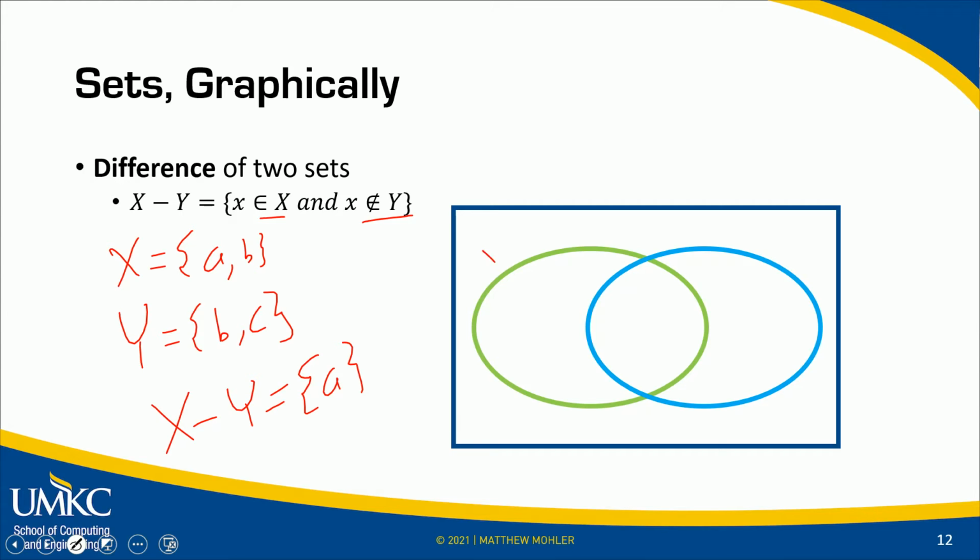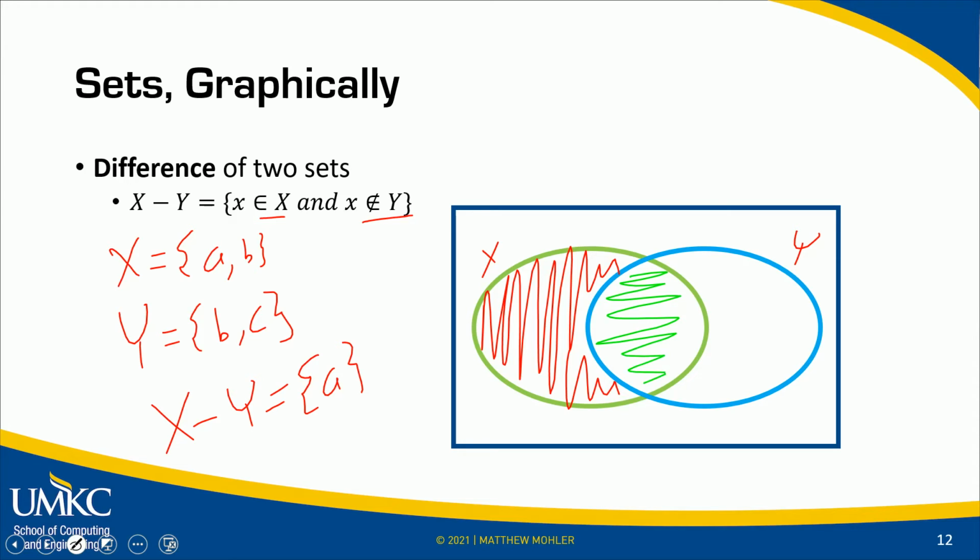And again, drawing this graphically, if we have our X and our Y, we're looking at everything that is X and is not part of Y. So we would not be including this area here in the middle that is part of Y that we are subtracting from X.